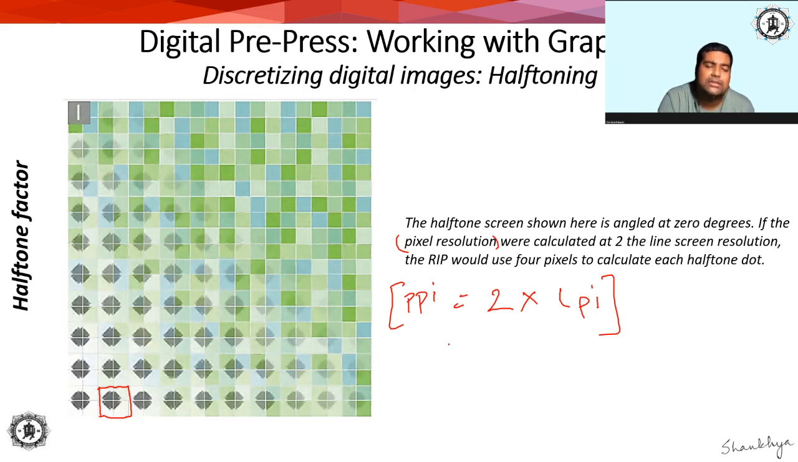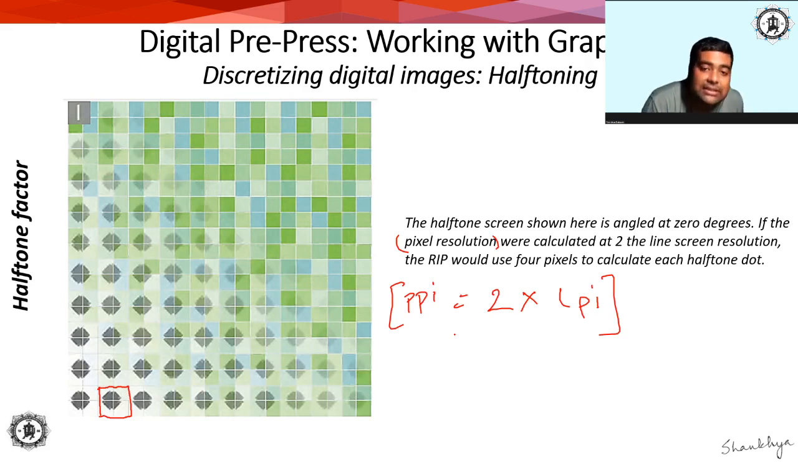If this relationship is followed, then your RIP engine would, what is the function of the RIP engine? Again I am saying I will talk about RIP engines in detail in the end, but the basic function is figuring out these things: what should be the size of the screen cell, what should be the size of a dot in a specific area, how many dots should be there if you are using FM screening. All these algorithms, like in the previous lecture where I showed how digital AM screening is done, and how FM screening is done, those mathematics are done by your RIP engine. So that is the main function of the RIP engine. RIP's full form is raster image processing, so it is essentially rasterizing your digital image into dots.